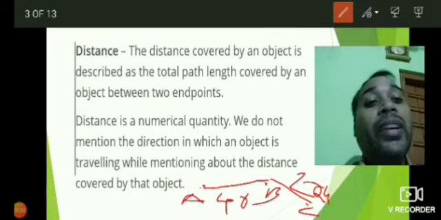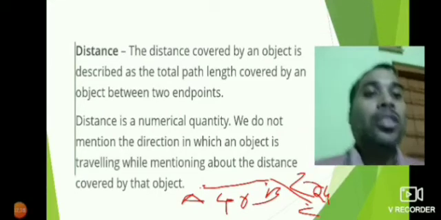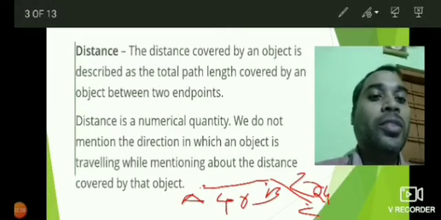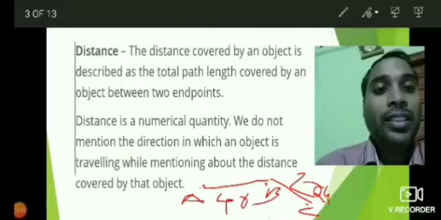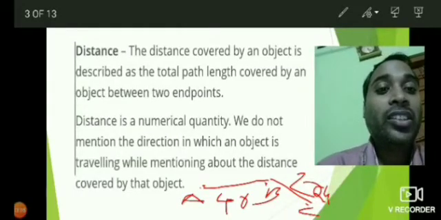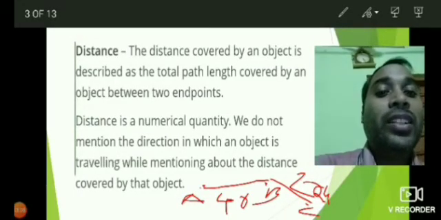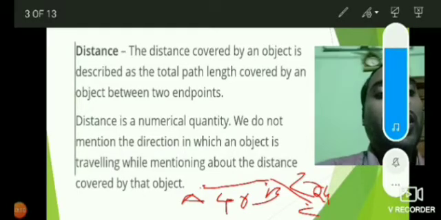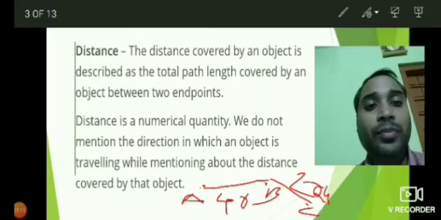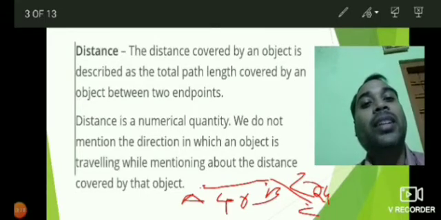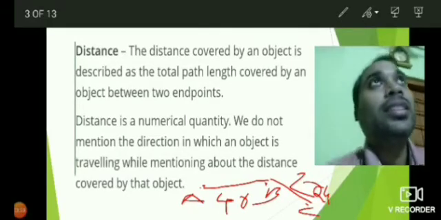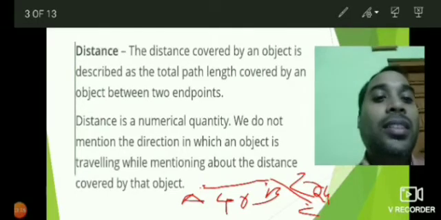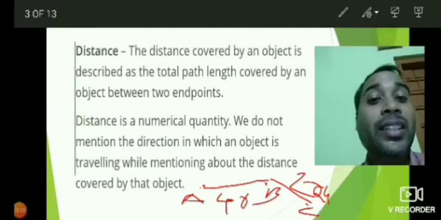Actually we have to find the total path length of the object through which it has reached from the initial point to the final point. So the entire path length we have to consider. Distance is a numerical quantity. We do not mention the direction in which an object is traveling while mentioning the distance covered by the object. Irrespective of the direction through which it is moving, we can calculate the distance. Hence we are only considering the numerical quantity. So it is a scalar quantity as well. Because of this property, distance is considered as a scalar quantity.